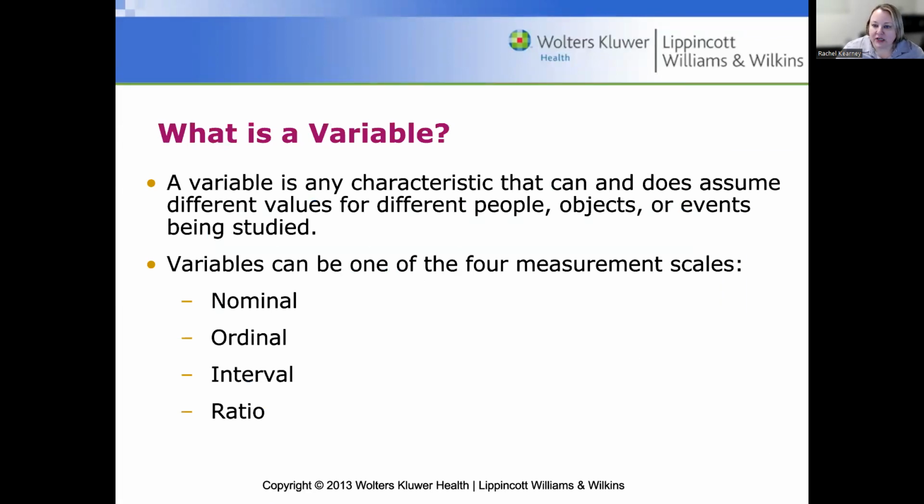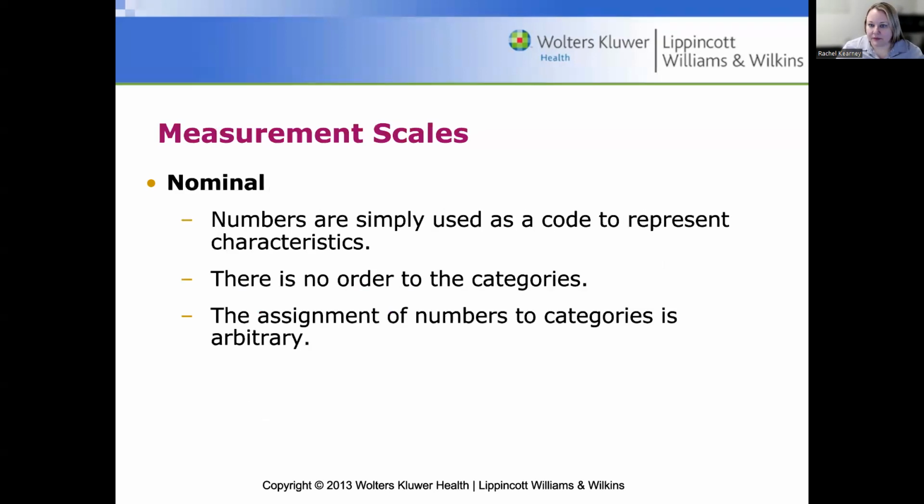So first off, we've talked a little bit about this before, but what is a variable? A variable is a characteristic that can and does assume different values for different people, objects, or even events being studied. And so we talked about independent and dependent variables in our studies, and you'll work on identifying some of those in some future assignments. And the way we measure variables is on 4 different measurement scales. So variables can be nominal, ordinal, interval, and ratio. And it's important that you can identify whether a variable is one of these 4 and which one it is. So we'll go through each scale.